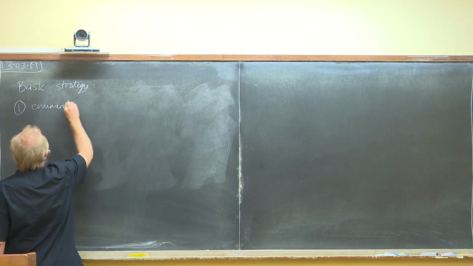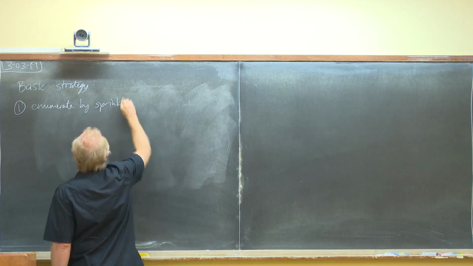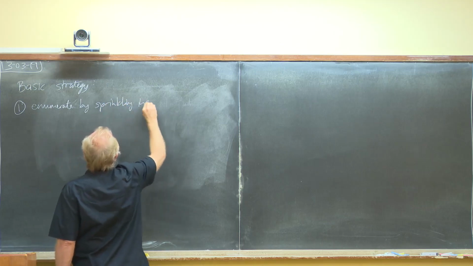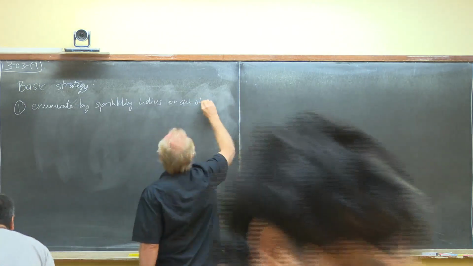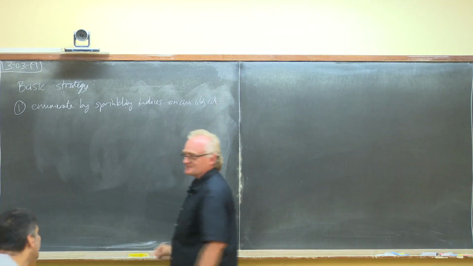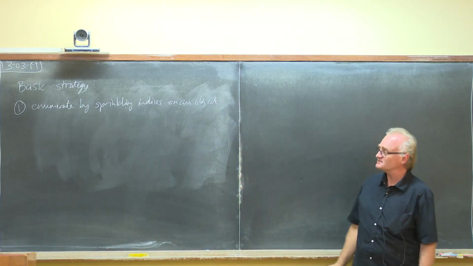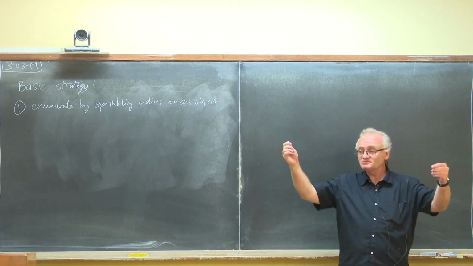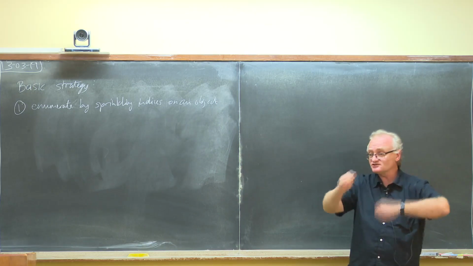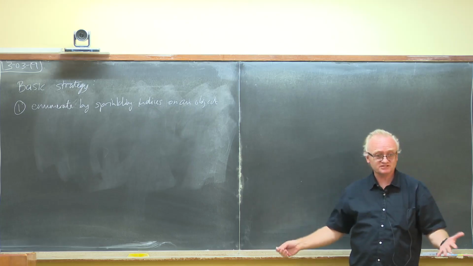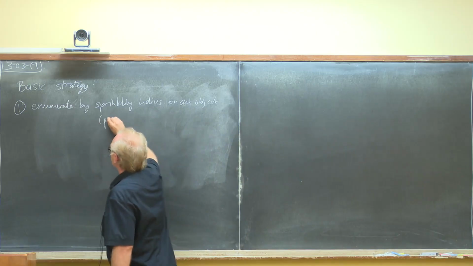You enumerate by sprinkling indices on an object. So that's the idea. We're going to put some integer on this object, and then to get different objects, we shift these integers around. But shifting the integers around can be viewed as some permutation. So here I'm really enumerating by permutations.